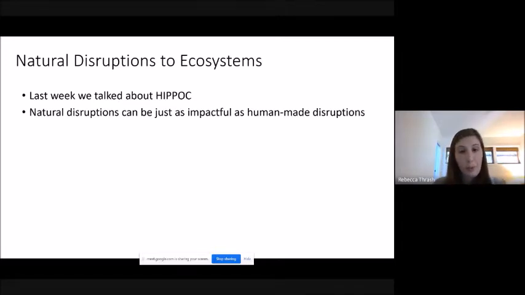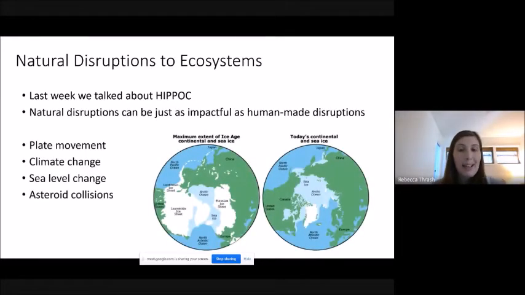That is true, but there are also natural disruptions. So things that just happen that can be as impactful as human-made disruptions. And over Earth's history, there have been lots of changes on a global scale that have done this. Tectonic plate movement has changed the face of the planet, has changed what the continents look like.